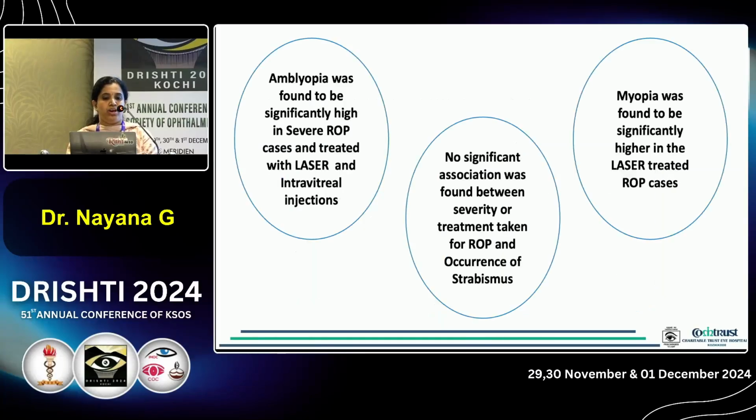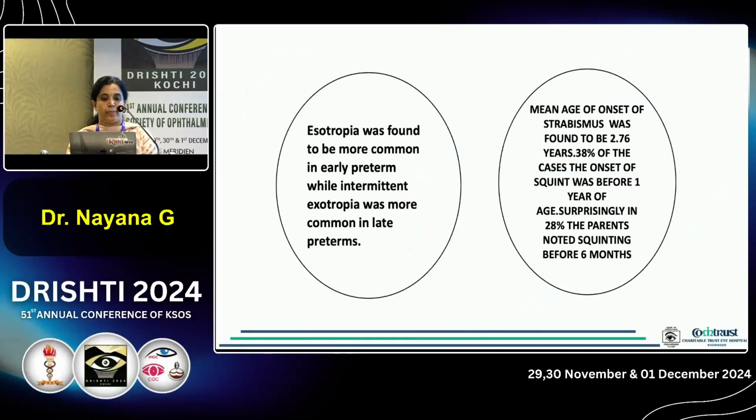Amblyopia was found to be significantly higher in cases with severe ROP and also in cases which were treated with laser and intravitreal injections. There was no significant association between the severity or treatment taken for ROP and the occurrence of strabismus. And myopia was found to be significantly higher in the laser treated ROP cases.